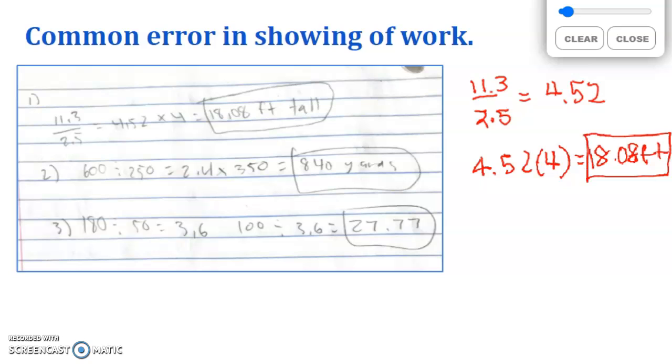Perfectly fine. But what he has done is he has said that 11.3 over 2.5 is equal to 18.08. That is not true. 11.3 divided by 2.5 is 4.52. 4.52 is never equal to 18.08. So this equal sign, you really need to be watching how you're using it. In math, when you're using this equal sign, you're saying that whatever is on the left-hand side of the equal sign is the same in value as what is on the right-hand side. So this is not the way you show your work, please.